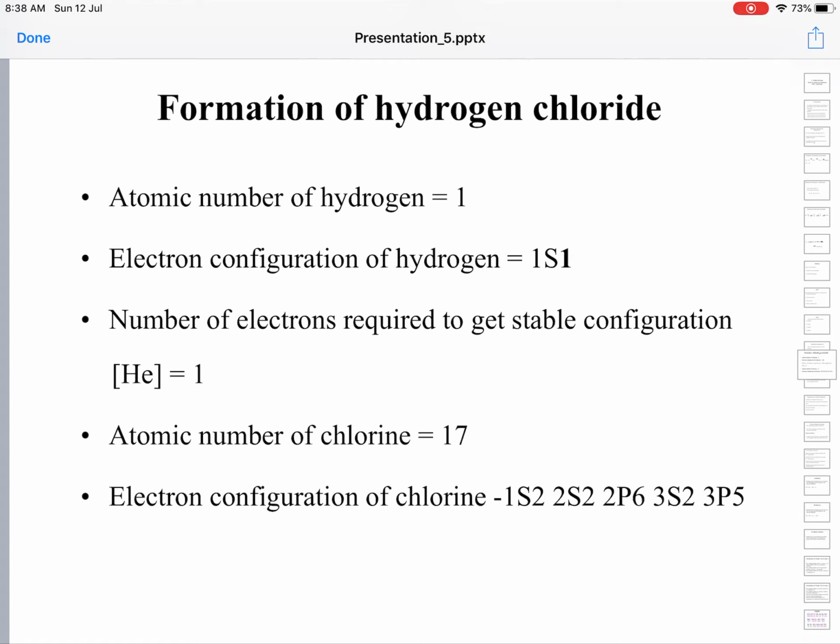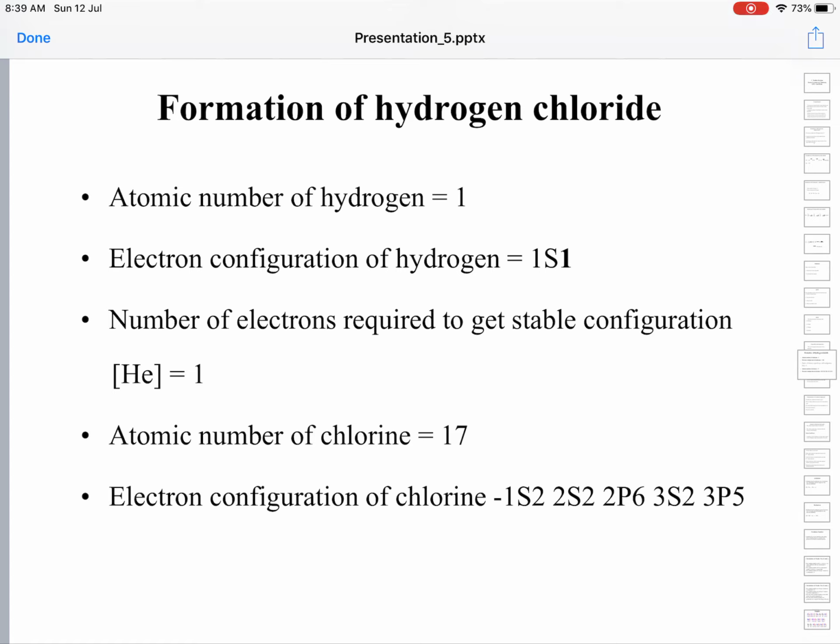We have seen the configuration of hydrogen. Let us see the configuration of chlorine as well. The atomic number of chlorine is 17. Its electronic configuration is 1s2, 2s2, 2p6, 3s2, 3p5. Its outermost orbit is the third orbit. There are 3s2 and 3p5, 2 plus 5, 7 electrons present in the outermost orbit, the valence shell of chlorine.